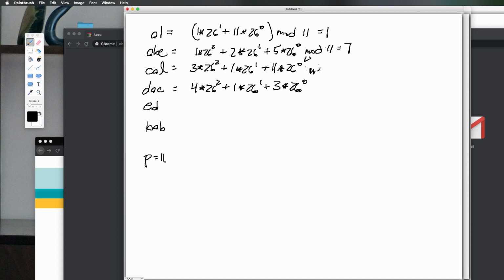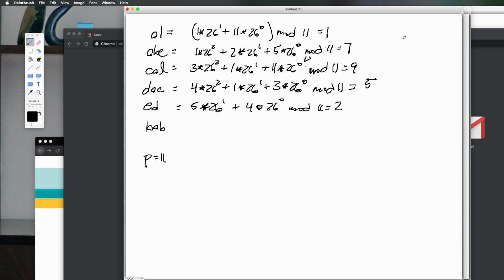So this was mod 11, and that's equal to 9. And this mod 11 is equal to 5. And I come over here and I look at Ed, and Ed would be equal to 5 times 26 to the first plus 4 times 26 to the 0, mod 11, and that is equal to 2.